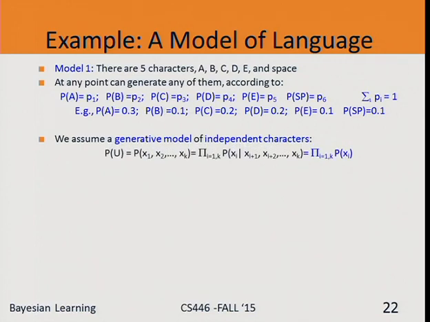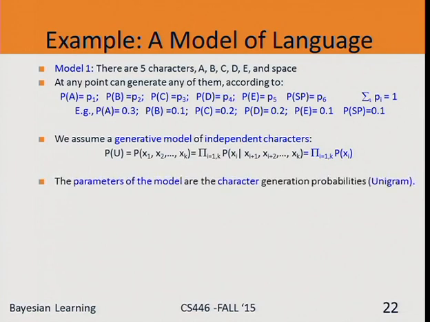So a sentence, which is x1 up to xk, I can always write it using the product probability. I can decompose this as p of x1 given the rest, because I'm assuming independence, it's going to be just the product of p of x i's. And these are my parameters of the model. So now, because I gave you already the p of x i's, given a sentence, you can compute the probability of this sentence. These character generation probabilities are sometimes called unigram probabilities or character unigram probabilities. Our goal is, once you have this model, for example, these parameters, to determine which of two given strings is more likely.